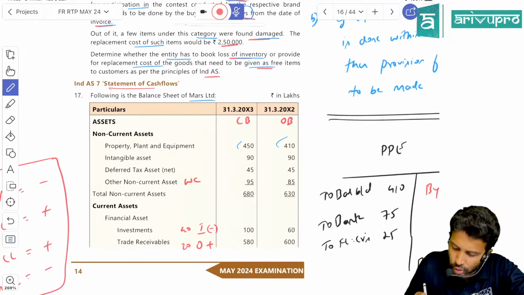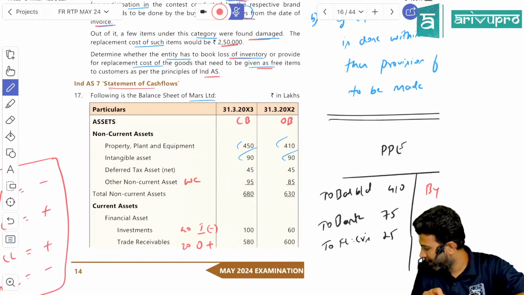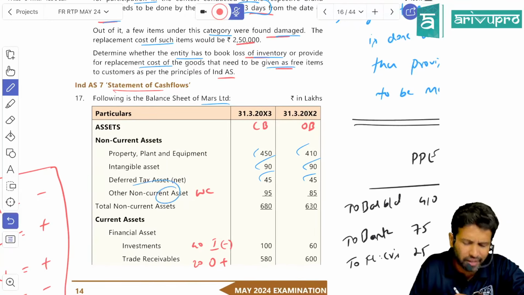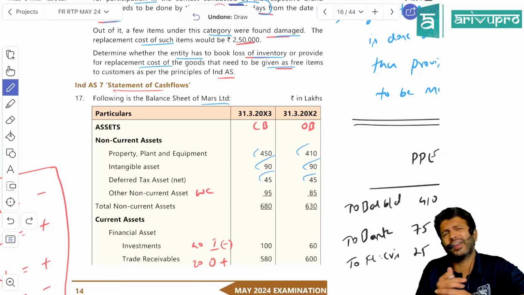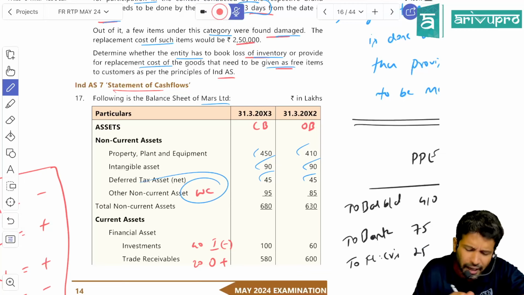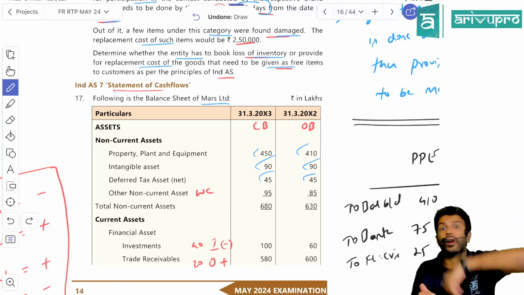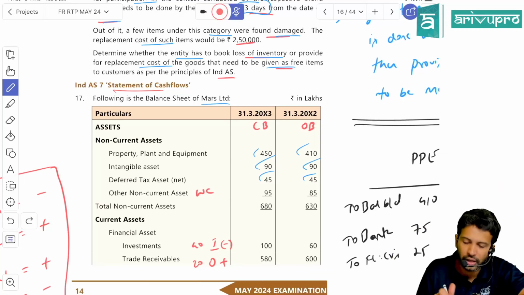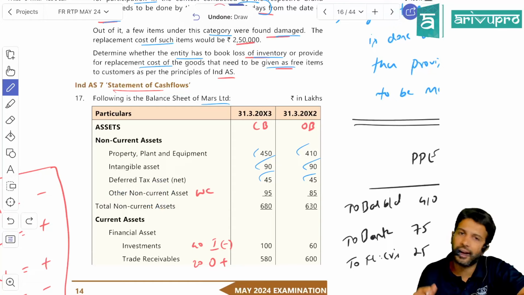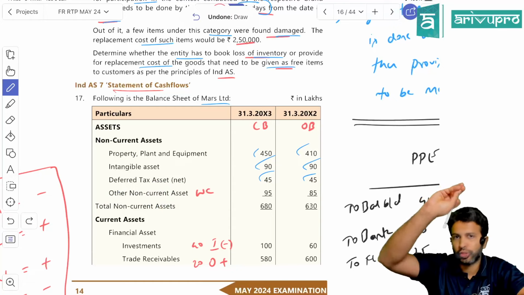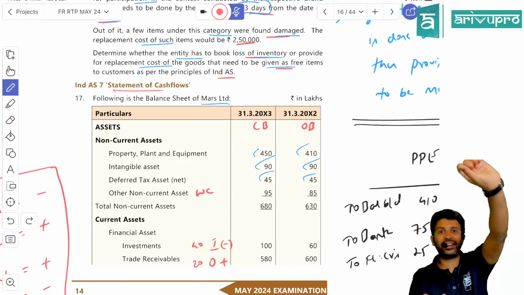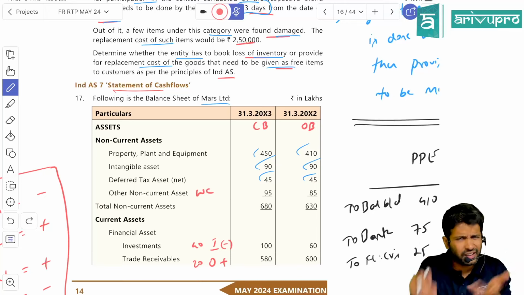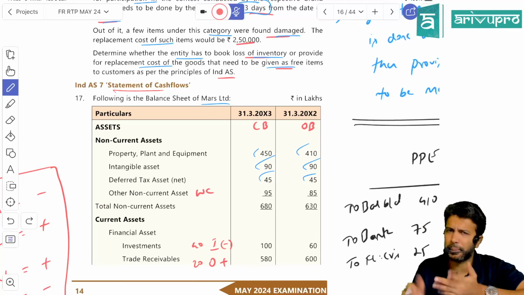Next, intangible asset, opening and closing same, so no movement, we can ignore. Then deferred tax asset, no movement, we can ignore. Other non-current assets: usually they will mention, and if they don't give any data, put this under working capital changes. We have done this same question in one of the problems we've seen. In that problem, it was specifically told that other non-current assets and other non-current liability should be shown under working capital changes only. Like that, they gave a particular pointer in the question. If here nothing is given, we'll still show under working capital changes only.